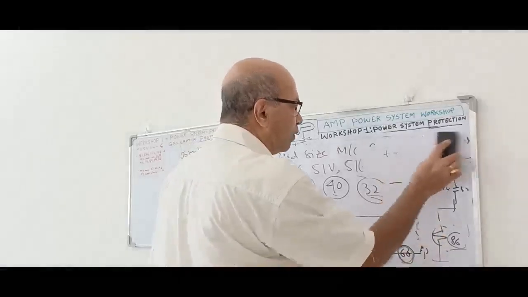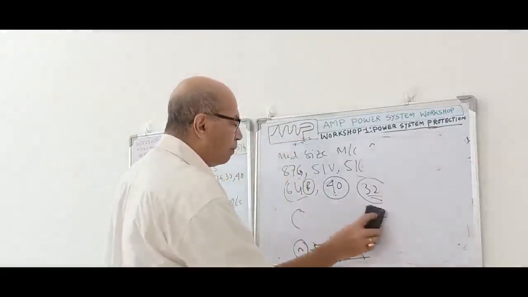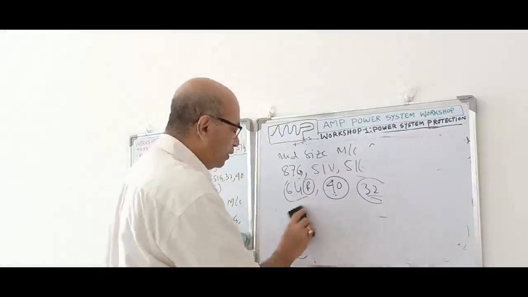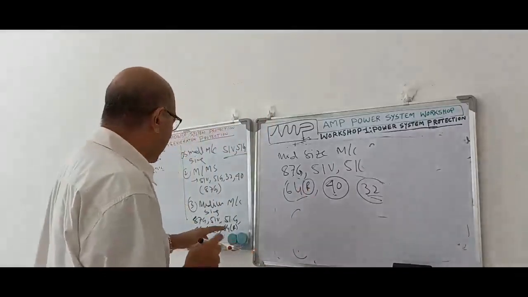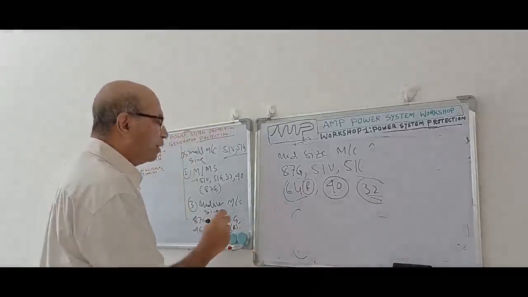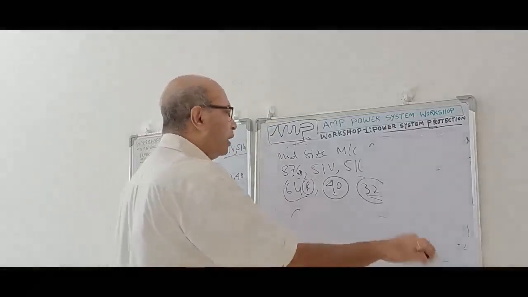So this we also have to include in the case of a mid-size machine running in parallel, because we are putting in all these relays which need a voltage supply. So this is a mid-size multi-machine system. In that case, in addition to this, we have to include another two protections, 32 and 40. Okay. Now we go to the large size machine.